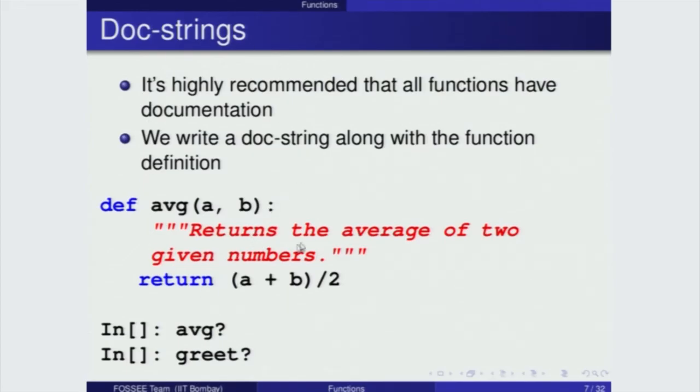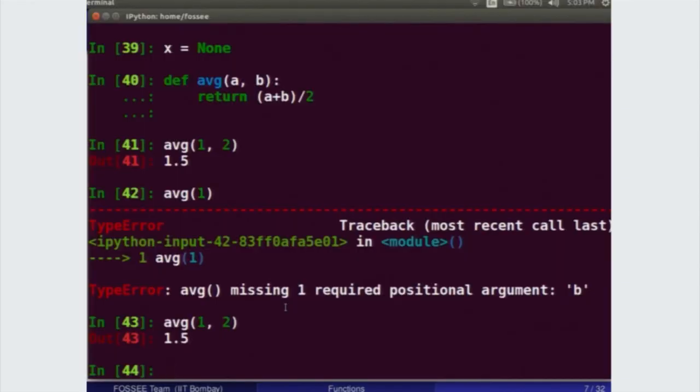So please try this, type this out, and then in IPython you do avg question mark, greet question mark, and see what you get. Notice that avg question mark will actually show you the doc string, whereas for greet you will get no doc string. Alright, so let me quickly show you this.